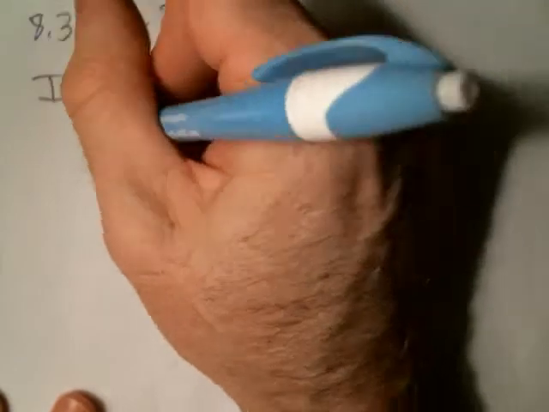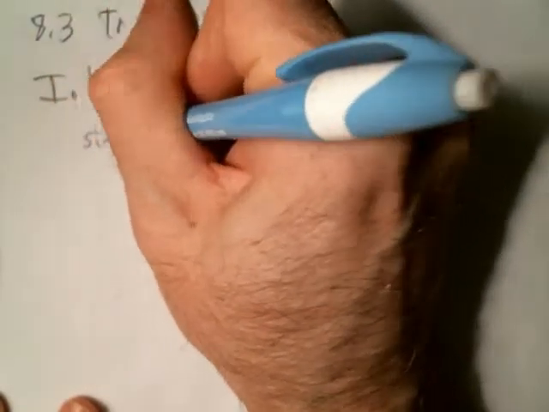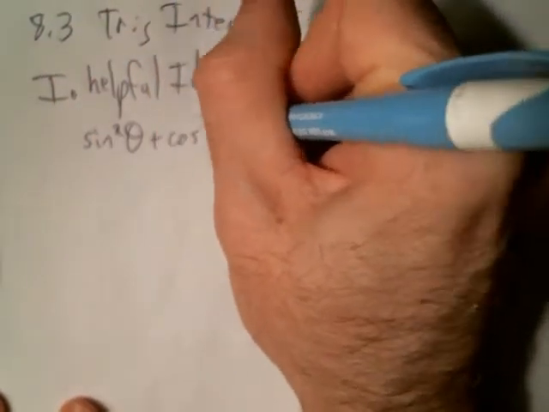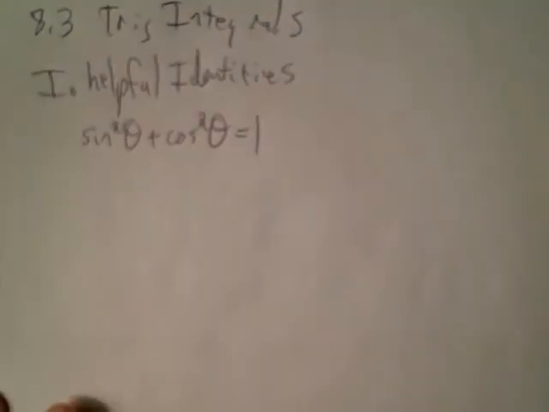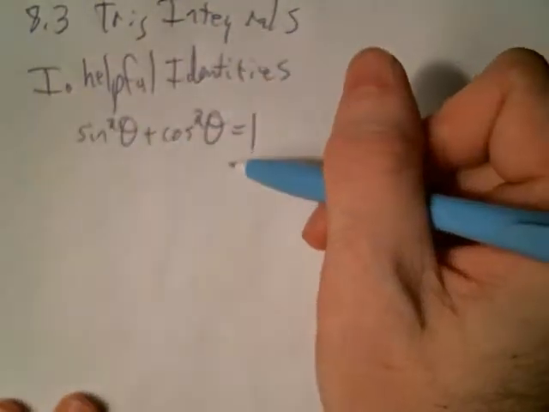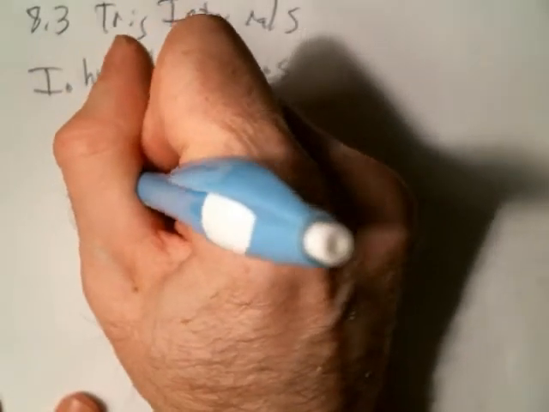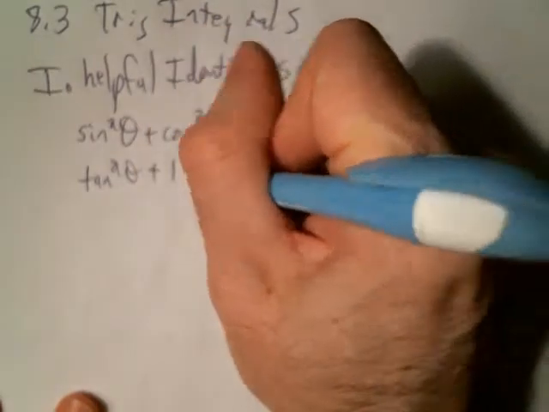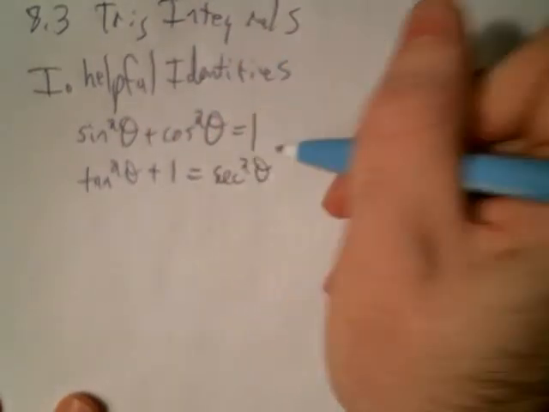You may not be as strong on which particular trig identities you need to know, though. There's basically only 6 or 7 of them. Let's remind you, and you need to have these memorized. The first one: sine squared theta plus cosine squared theta equals 1. These are known as Pythagorean identities. If you divide everything by cosine squared, you'll get tan squared theta plus 1 is equal to secant squared theta.